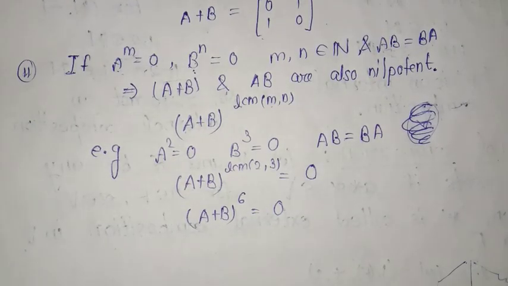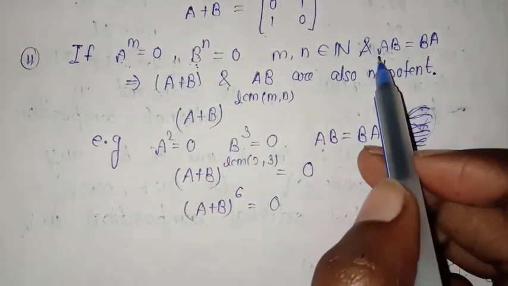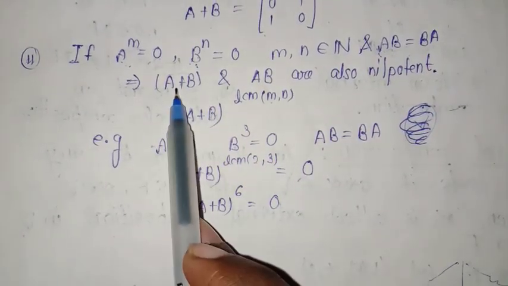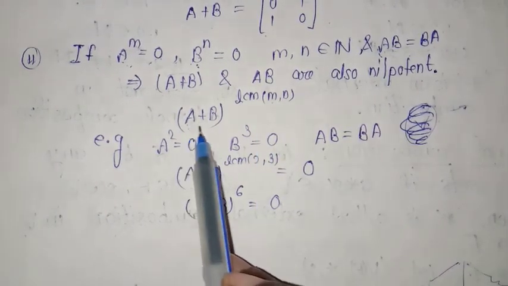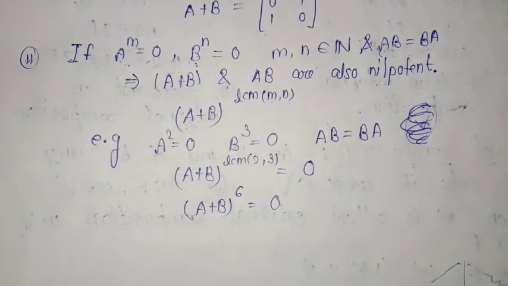So I hope this property is clear to all of you. You are given these matrices and it is also given that they are commuting together. Then you will say that the sum as well as the product is also nilpotent, and the sum has the index of nilpotency as LCM of M comma N.